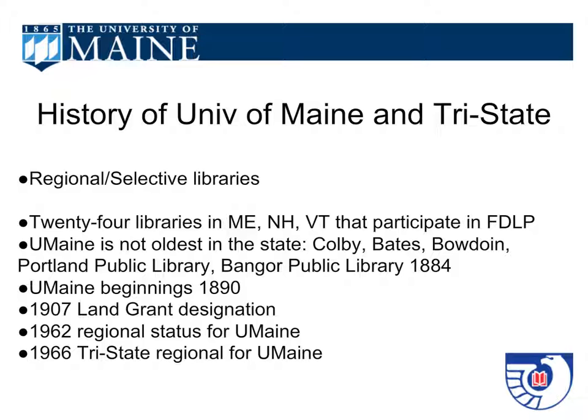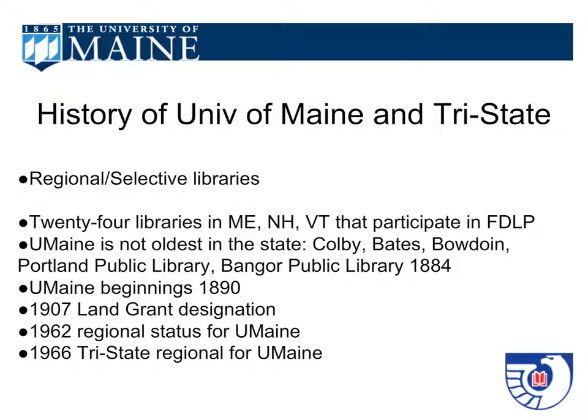In Maine, New Hampshire, and Vermont, there are 24 libraries currently that are selective that we work with, divided about evenly between Maine, New Hampshire, and Vermont. Each state has roughly the same number of these libraries. As I say, UMaine is the regional. We are obviously not the first library to have designation as a Federal Depository Library, as you see on the slide. That goes back to the mid-1880s, 1884, with Colby, Bates, Bowdoin, Portland Public, and Bangor Public being some of the earliest libraries in the state with federal designation as participating libraries.